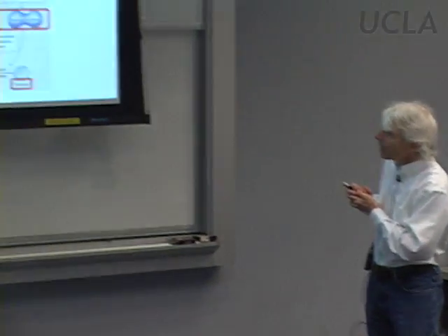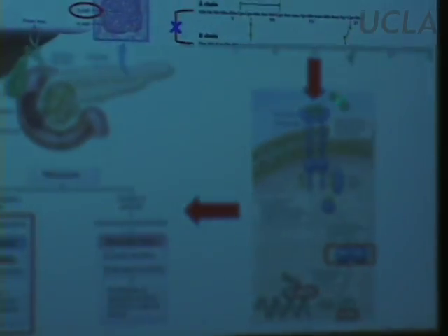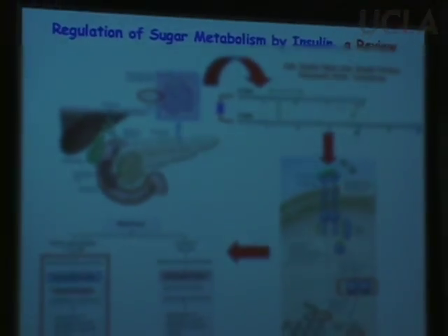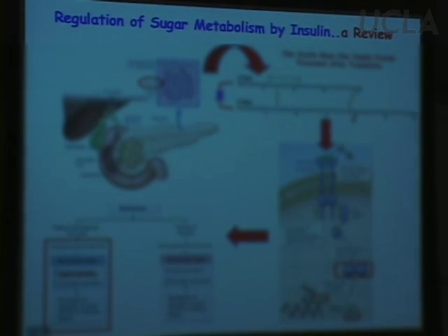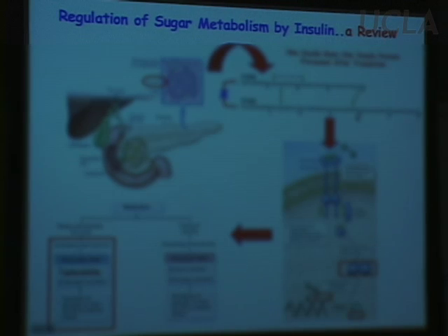If the sugar level goes up, a signal goes to secrete the insulin. The insulin goes into the bloodstream, and it binds to what's called the insulin receptor. It binds to the insulin receptor in the liver. And when it binds to the insulin receptor in the liver, a signal is sent.